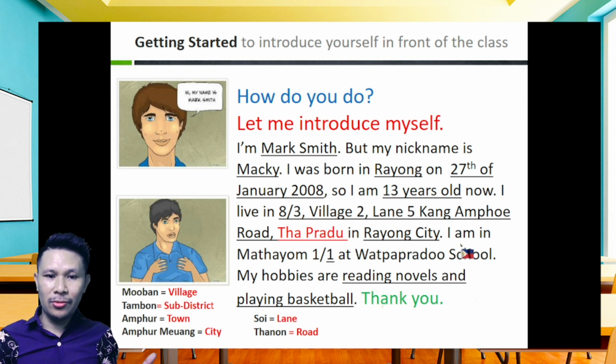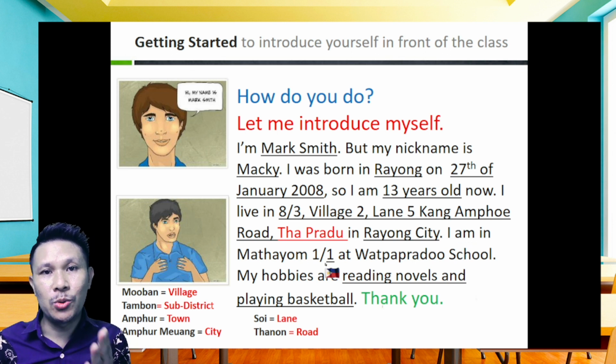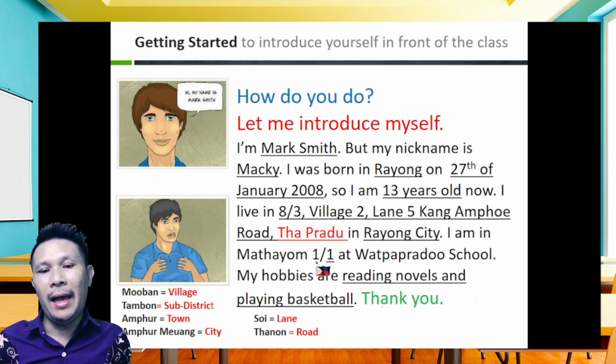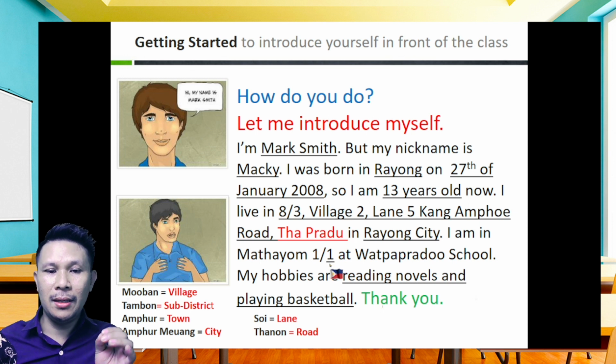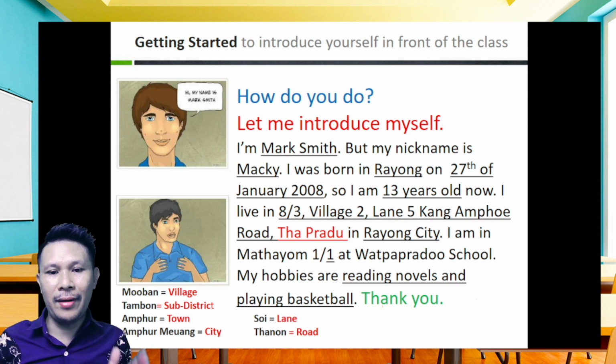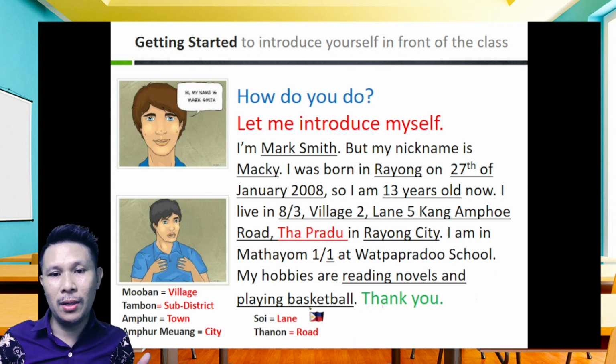Now let's continue. I am in Matayom 1/1 at Wat Paperdu School. So there, your level is M1 and your section is 1. But actually, we can use Matayom, or the real translation is grade 7. Grade 7 at Wat Paperdu School. But let's consider this word Matayom here.